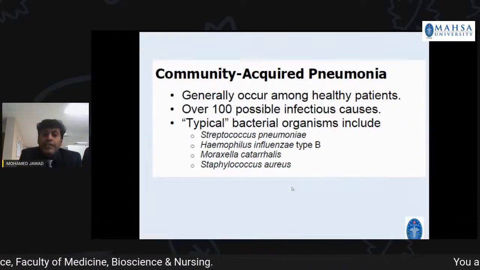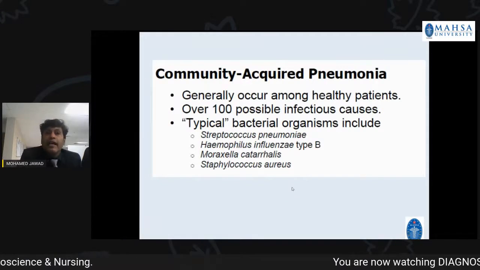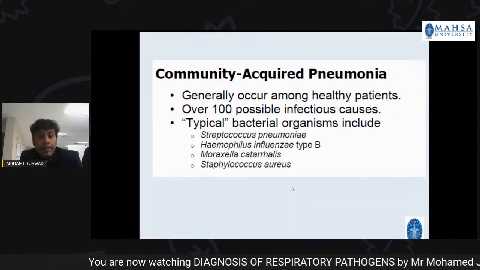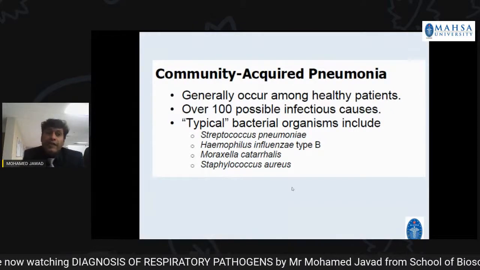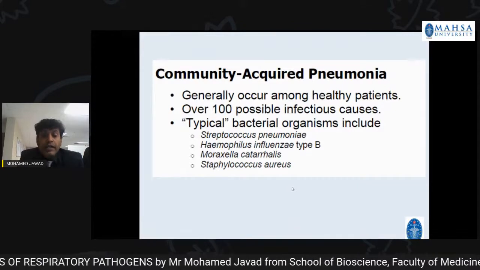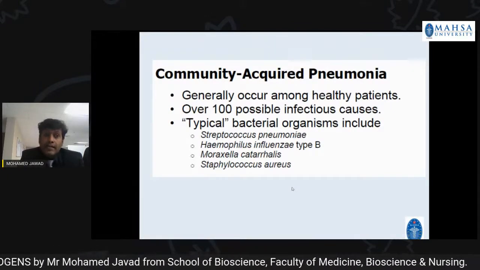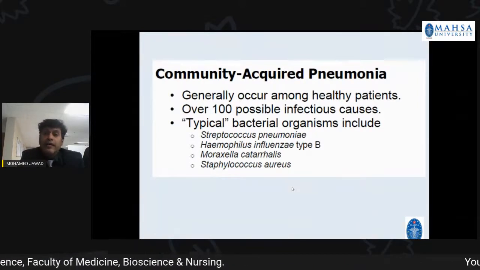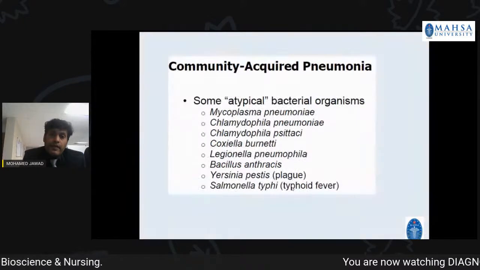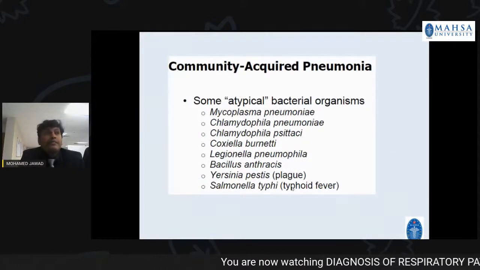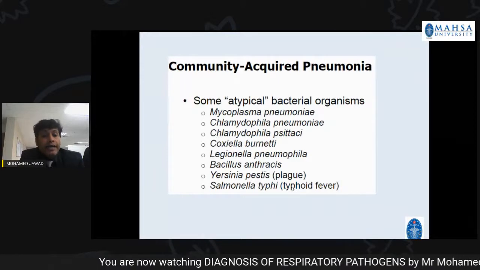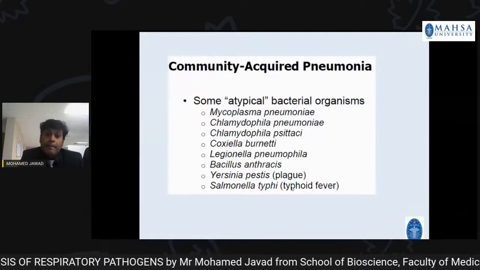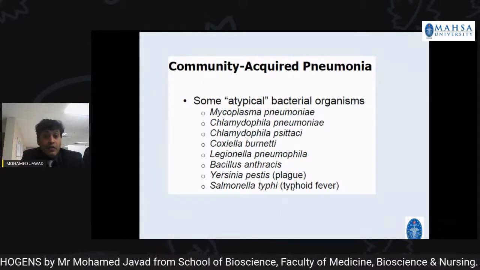Then community acquired pneumonia is generally seen in healthy patients. Over 100 possible infectious causes exist for this one. The typical bacterial organisms mainly include Streptococcus pneumoniae, Haemophilus influenzae, Moraxella, and Staphylococcus aureus. So these all will cause community acquired pneumonia. And some atypical microorganisms also, like Mycoplasma pneumoniae, Chlamydia, Chlamydia psittaci, Coxiella burnetii, Legionella, Yersinia pestis, and Salmonella typhi also will cause this pneumonia.